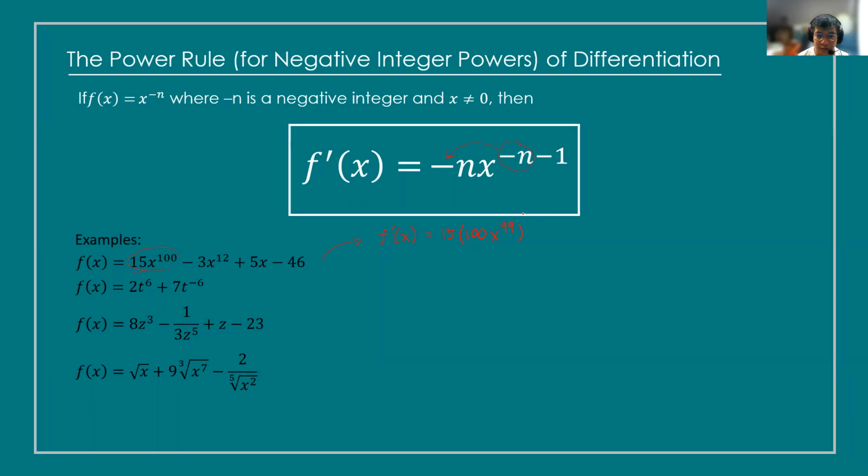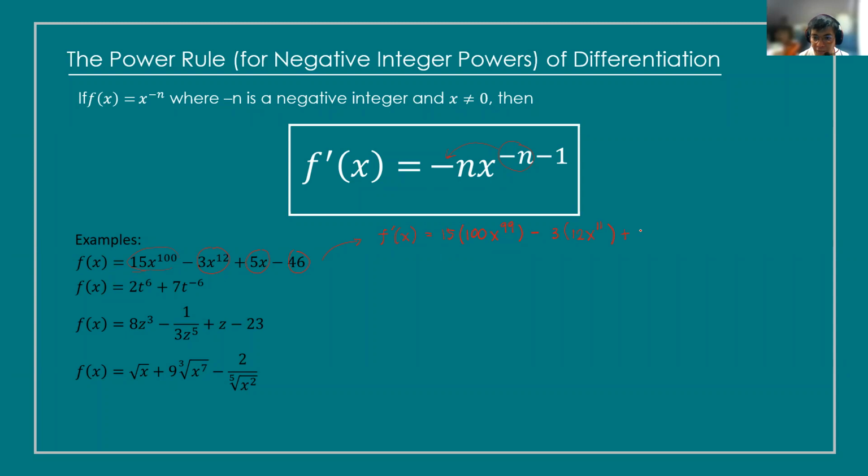Okay, so this is the first term. And then minus, so again, that's the sum and difference rule of differentiation. You just have to take the derivatives of each term. So we are going to have 4 terms here. Okay, so next is 3 times, again, the derivative of x to the power of 12. That would be 12x to the power of 11.